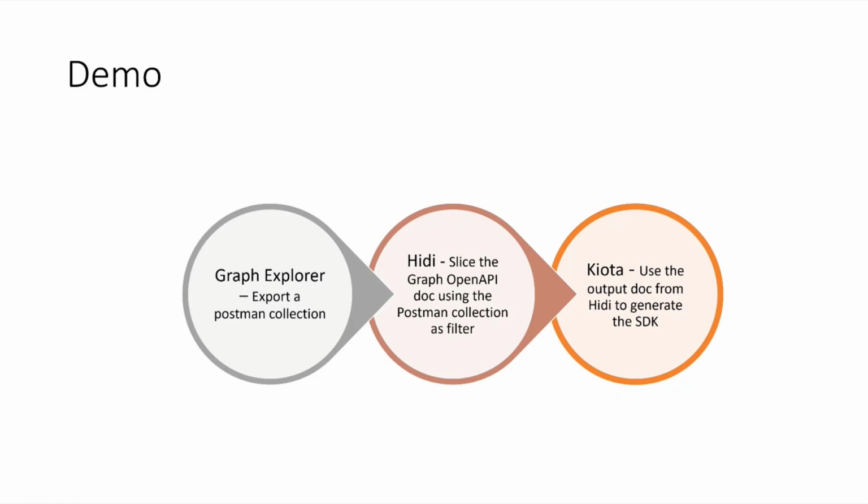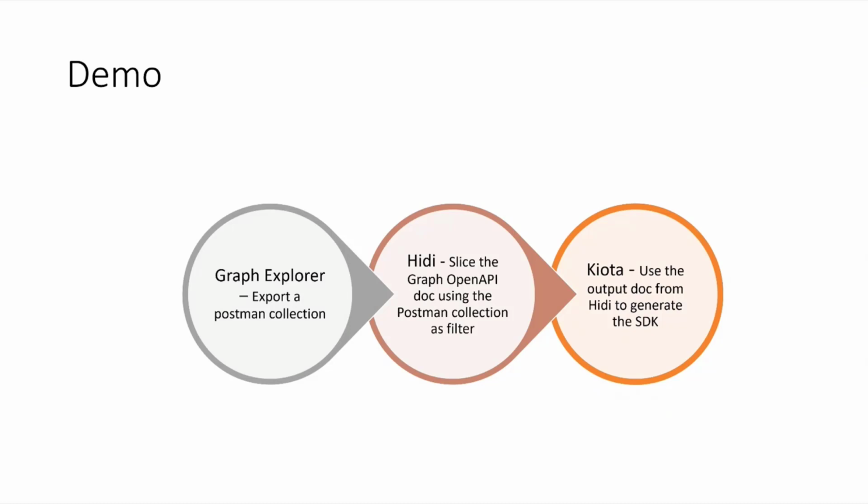The first stop is going to be Graph Explorer. And I hope you are familiar with Graph Explorer. Graph Explorer is our developer tool that allows you to learn and test with the Graph APIs, among other things that you can do there. So with Graph Explorer, I would like to export a Postman collection. So I'll go to Graph Explorer, get a Postman collection for the endpoints that I need for my demo.